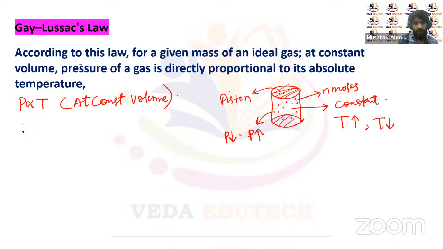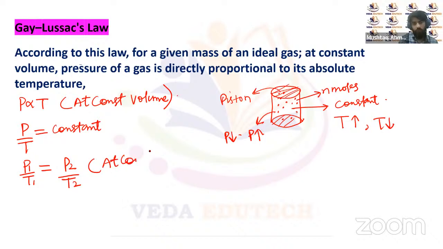So from here we can say that the ratio P upon T, that's the pressure and temperature ratio, will always be a constant, or we can say that P1/T1 will always be equal to P2/T2 at constant volume. At constant volume, P by T will always be a constant. So this is what we call Gay-Lussac's law.